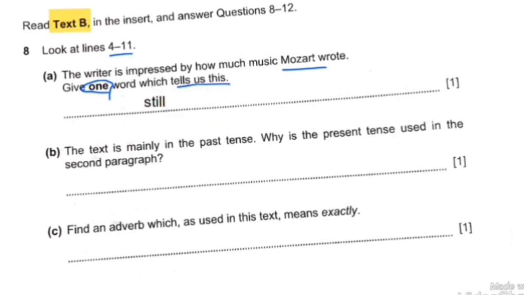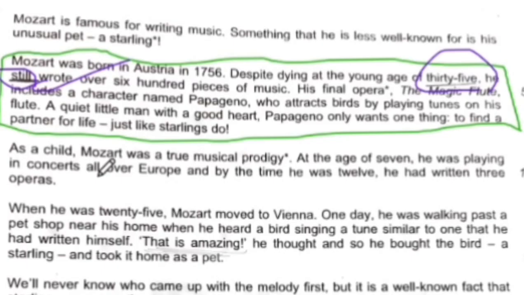So question two. The text is mainly in the past tense. Why is the present tense used in the second paragraph? Okay, let's find out what the second paragraph is talking about. This may give us a clue why it's used. So, second paragraph. Wow, this is the second paragraph. Where is the present?